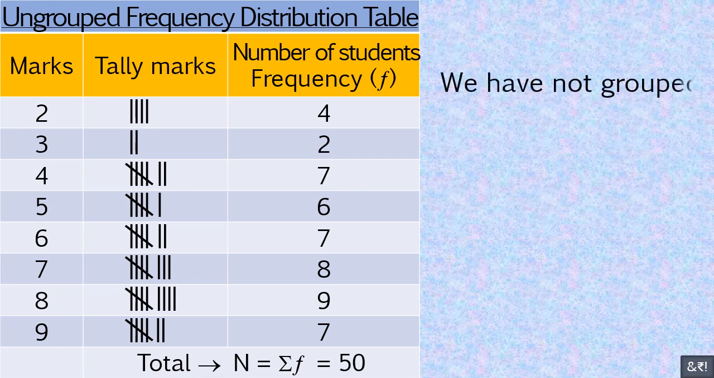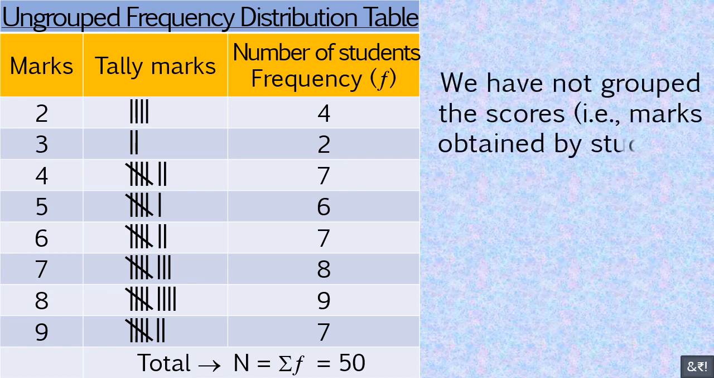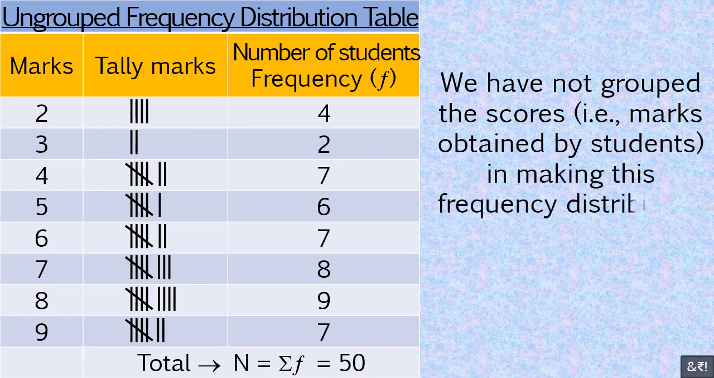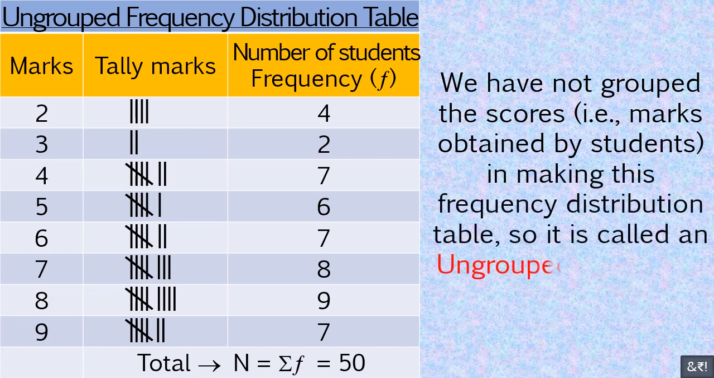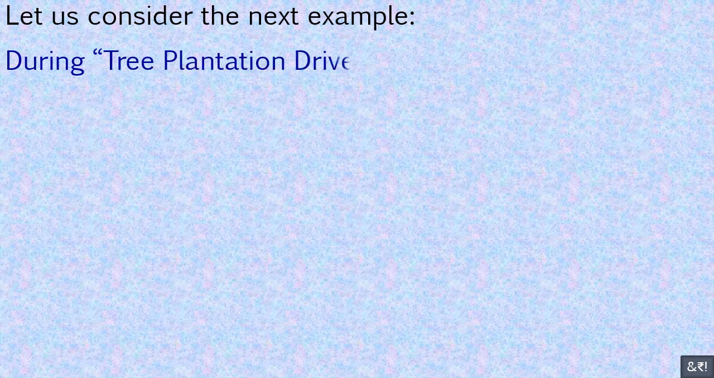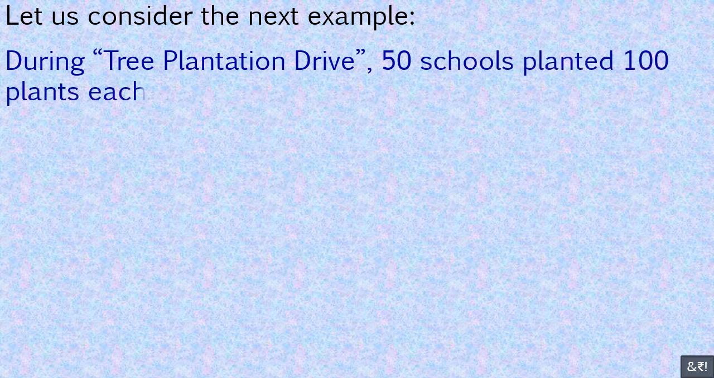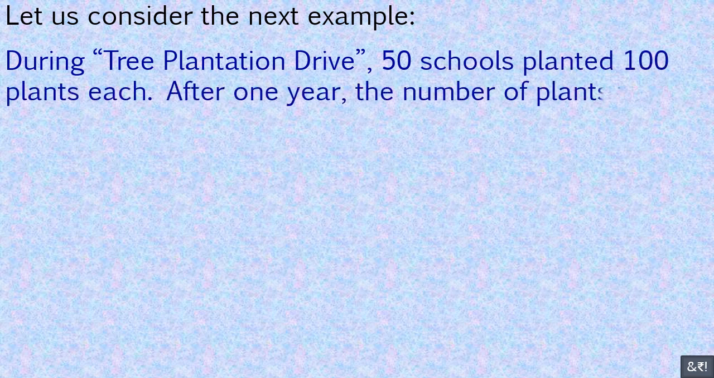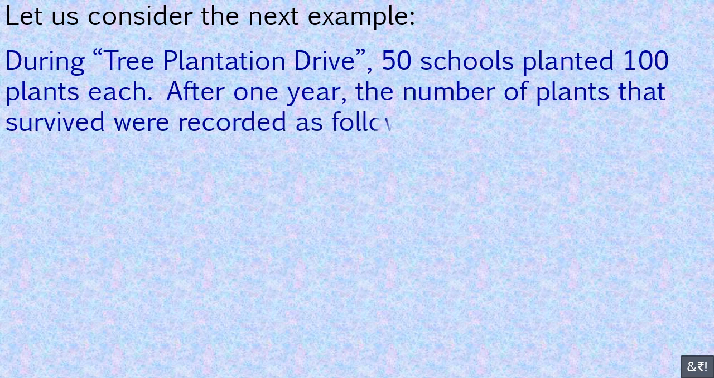We have not grouped the scores, that is, marks obtained by students, in making this frequency distribution table, so it is called an ungrouped frequency distribution table. Let us consider the next example. During a tree plantation drive, 50 schools planted 100 plants each. After 1 year, the number of plants that survived were recorded as follows.